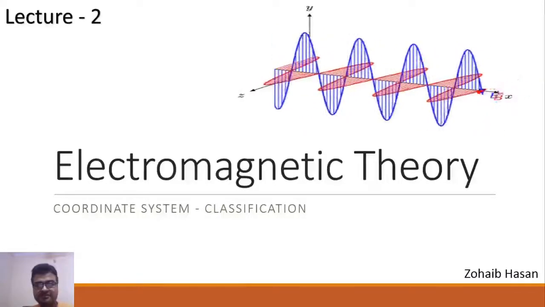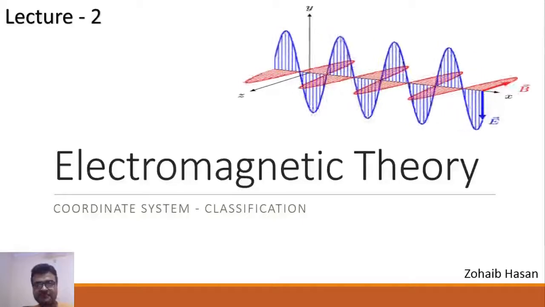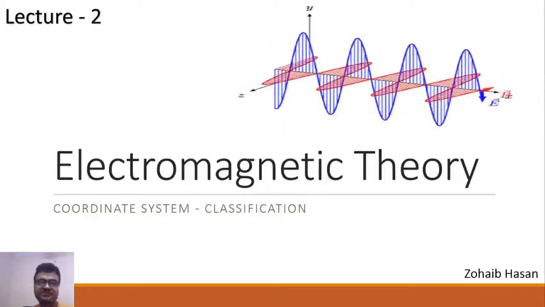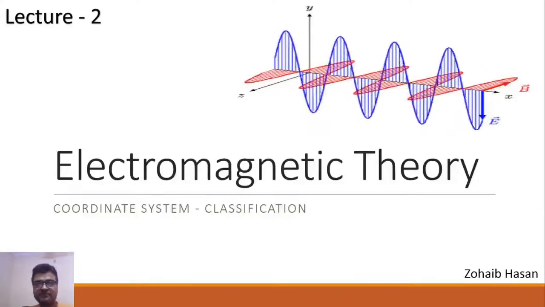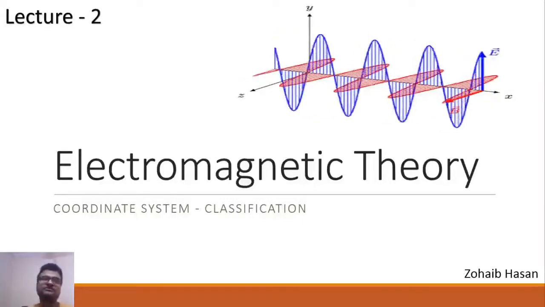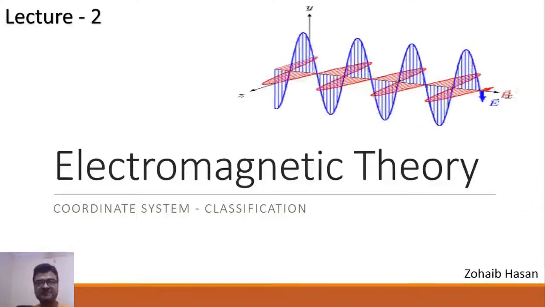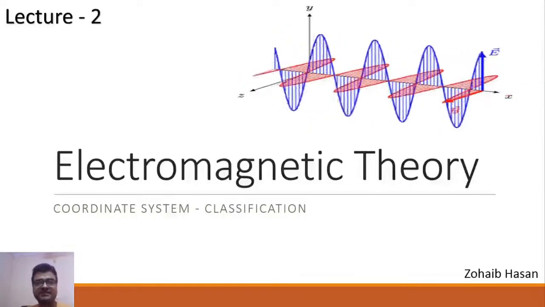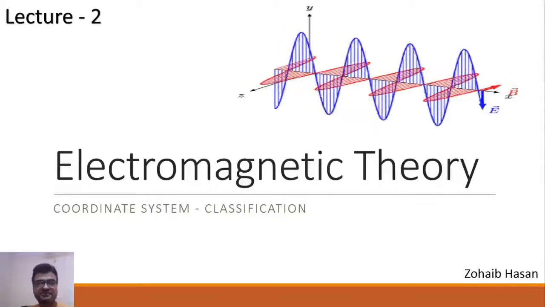Three-dimensional coordinate system you might have studied in your previous courses in mathematics, but it was only rectangular three-dimensional coordinate system. In this video, we are going to see rectangular coordinate system as well. But along with that, we will see two more coordinate systems, that is cylindrical and spherical coordinate system.